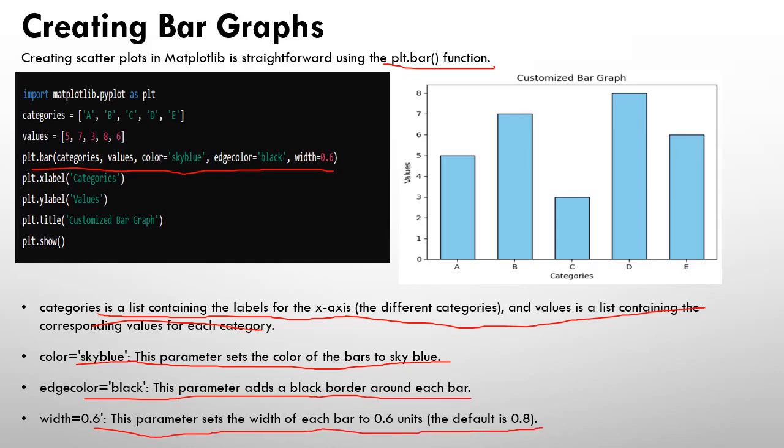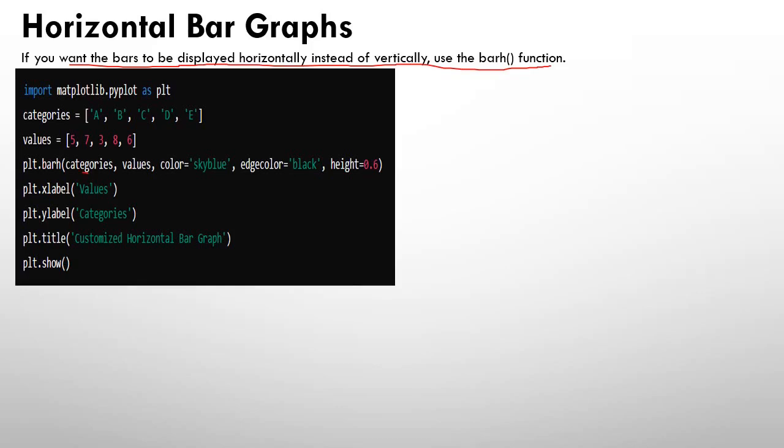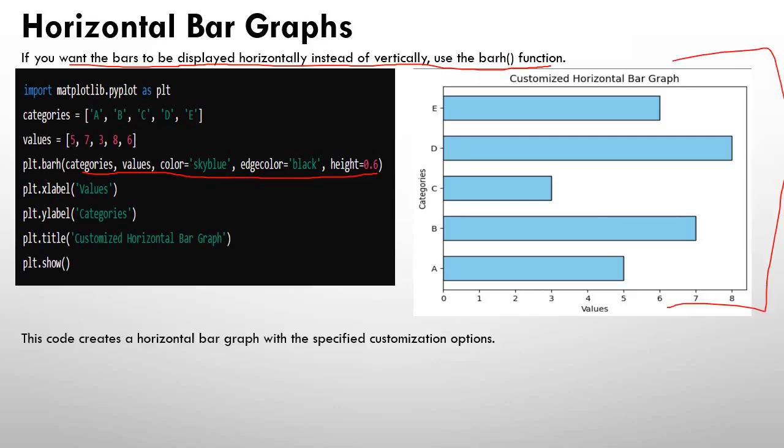The default is 0.8. Horizontal bar graphs. If we want the bars to be displayed horizontally instead of vertically, we can use the barh function. So, inside the barh function, we mention the categories and values and we can customize the bar graph accordingly. On executing this code, we'll get a horizontal bar graph on our screen. This code creates a horizontal bar graph with the specified customization options.